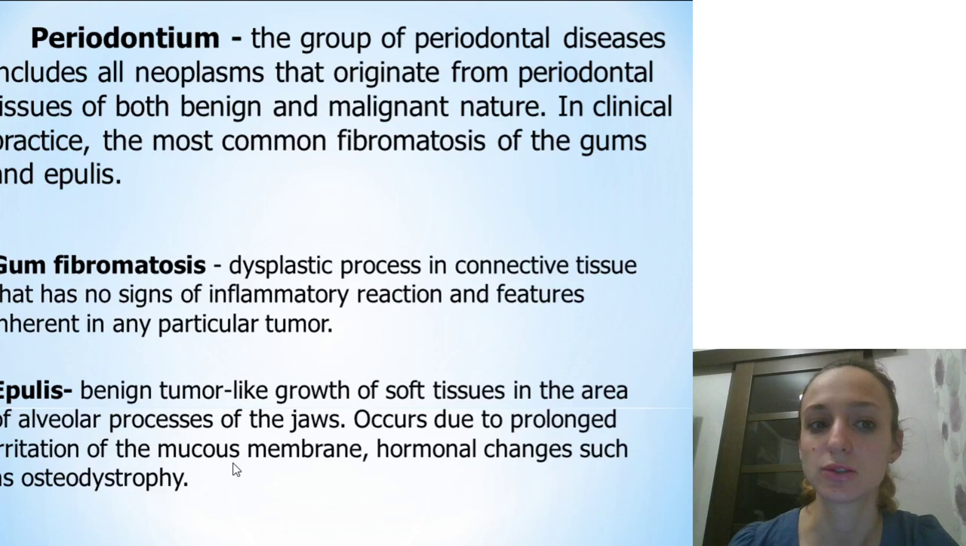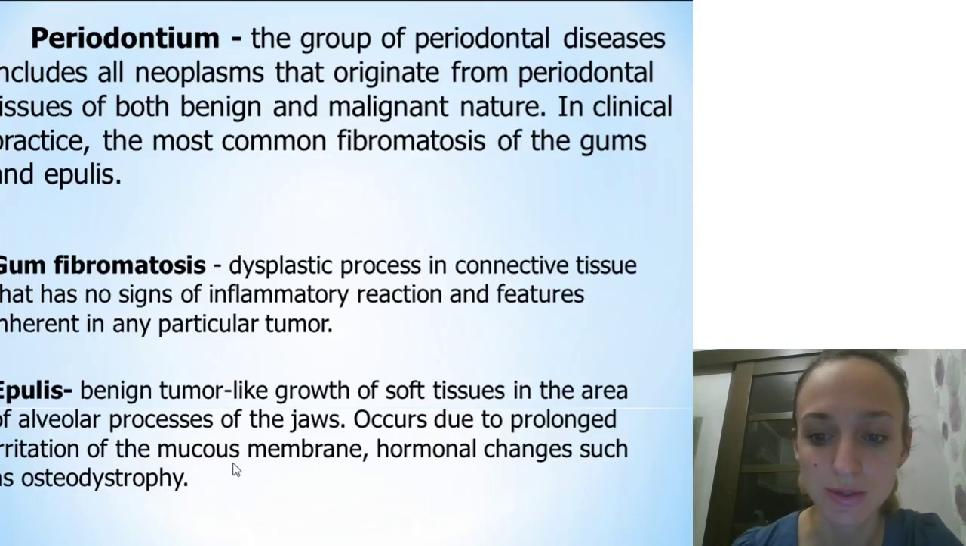Periodontitis is a group of periodontal diseases, includes all neoplasms that originate from periodontal tissues of benign and malignant nature. And gum fibromatosis and epulis. So it is benign tumor-like growth of soft tissues in the area of alveolar process of the jaws, and occurs due to prolonged irritation of the mucous membrane and hormonal changes such as osteodystrophy.